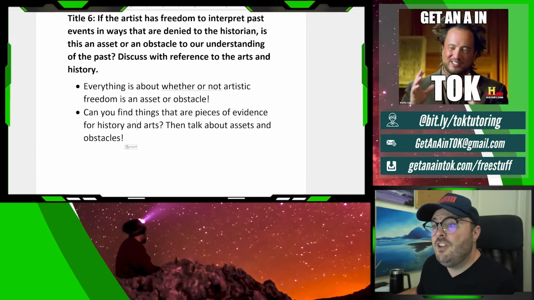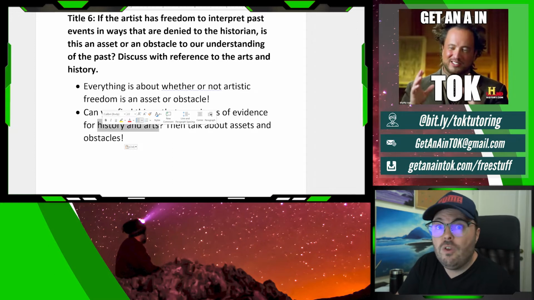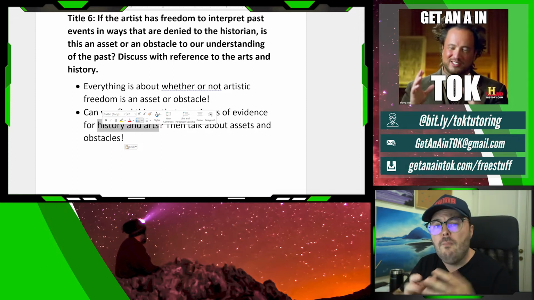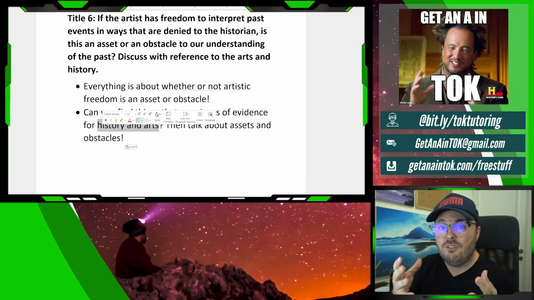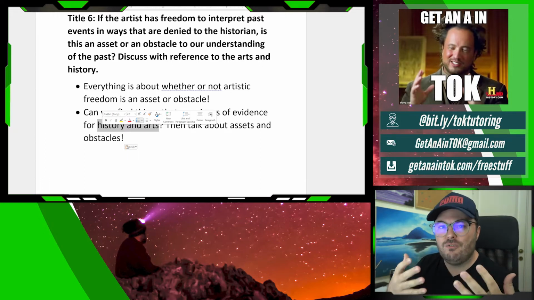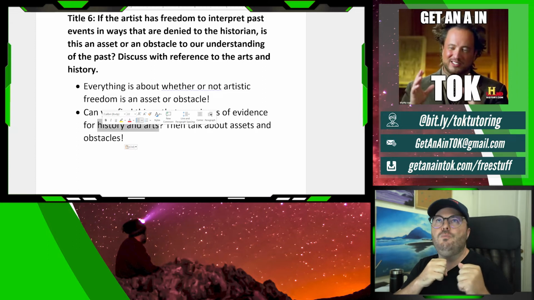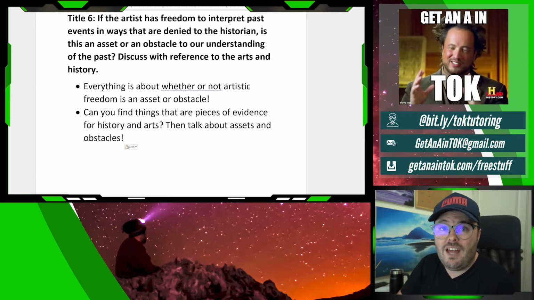Okay, the second thing you'll see here, can you find things that are pieces of evidence for history and the arts? So this is a weird prompt, and they just started doing this last year where they require 2 different areas of knowledge. They used to just let you pick all the time. Here they are saying, we want history and we want art. But instead of thinking about things that are art and things that are history, what if you find a certain event that historians studied and artists use their artistic freedom to describe or interpret or to comment on, okay?